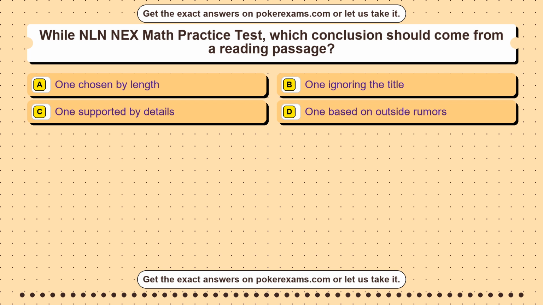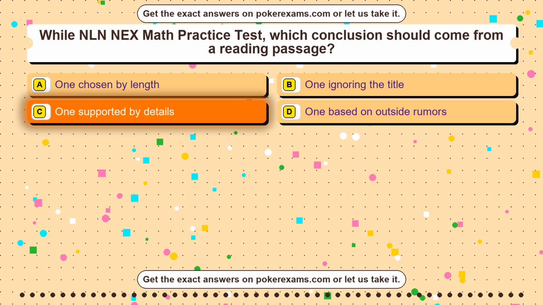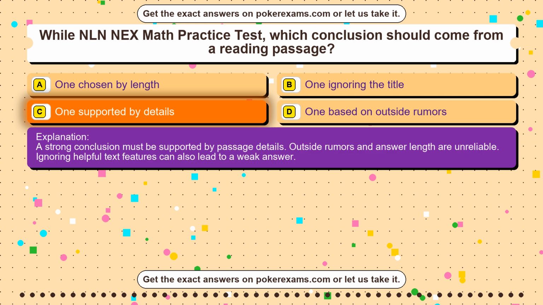Question 47. NLN NEX practice test: which conclusion should come from a reading passage? Option A. One chosen by length. Option B. One ignoring the title. Option C. One supported by details. Option D. One based on outside rumors. The correct answer is option C, one supported by details. A strong conclusion must be supported by passage details. Outside rumors and answer length are unreliable. Ignoring helpful text features can also lead to a weak answer.